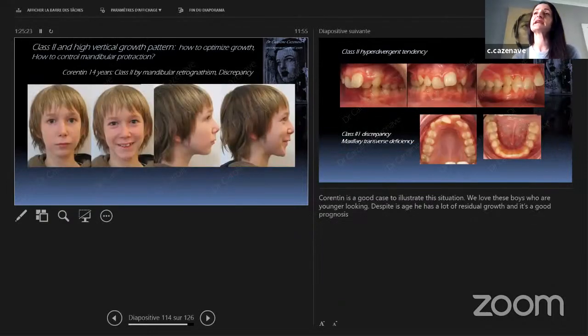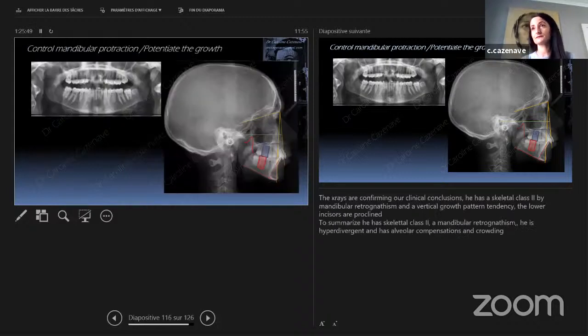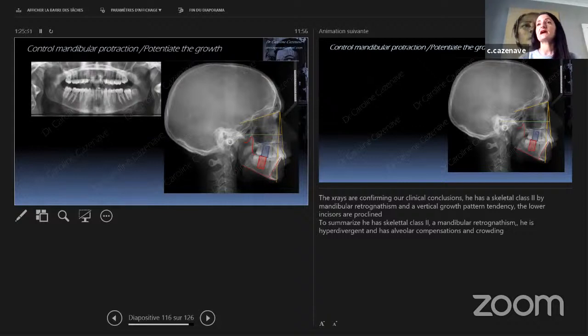Corentin is a good case to illustrate this situation. We love these boys who are younger looking. Despite his age, he has a lot of residual growth and it's a good prognosis. The intraoral views show the maxillary crowding and the full molar class 2 associated with a transverse deficiency. The X-rays are confirming our clinical conclusions.